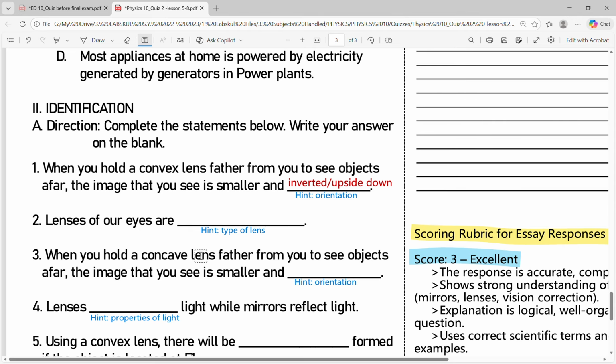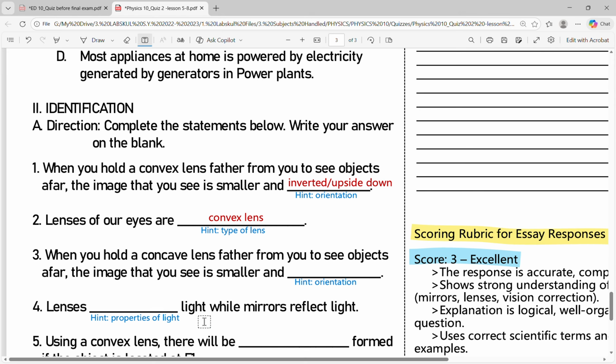So, what type of lens are our eyes? What type of lens is that? Is it a concave or a convex lens? So it's a convex lens.